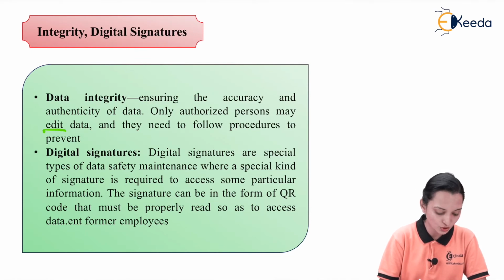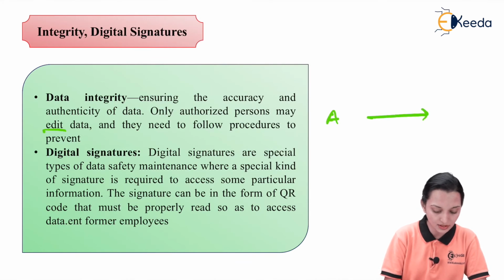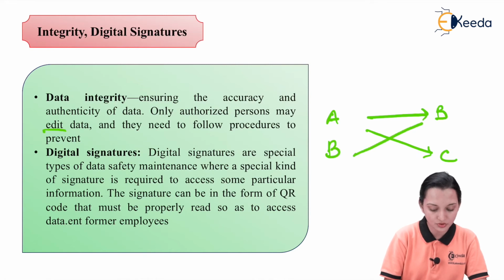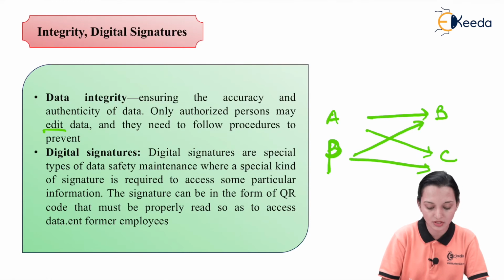And they need to follow the procedure to prevent it. Why? Because if A is the sender, B is the receiver, again if C is the receiver, there can be multiple senders or multiple receivers. So who is able to modify the data? The authorized sender and receiver. If B is also one of the senders, B tries to send something. Okay, so here we can take P. P is also another sender. P tries to send something to B. Similarly, P can send something to C. So they are able to modify the message. But they have to follow the protocols.